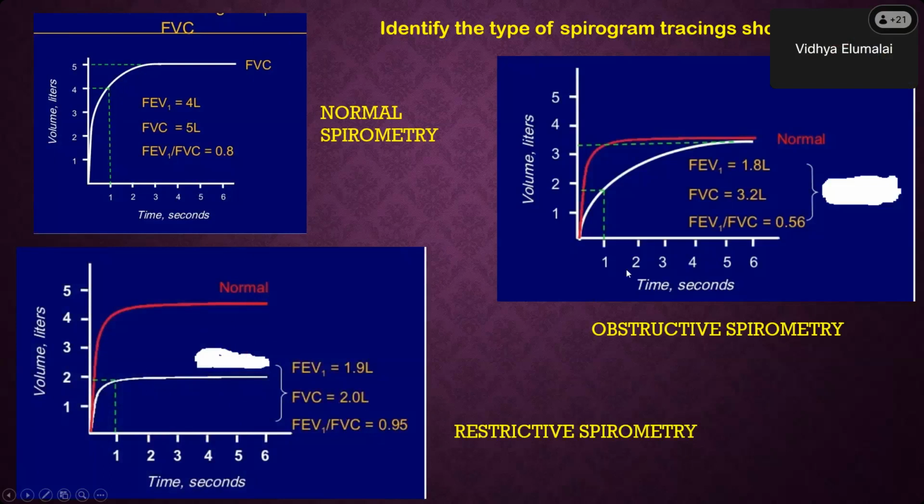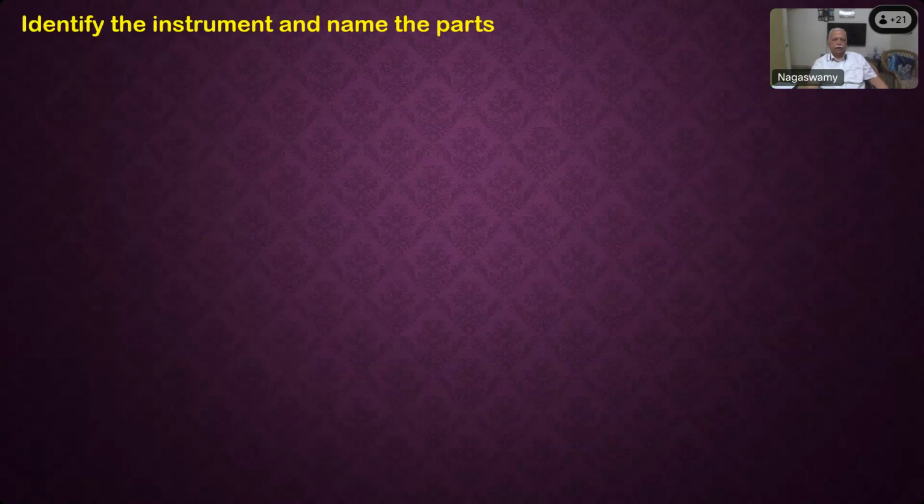The FVC, if you see here, normal is 5. Here it is almost 3.2. Here it is grossly low. 1.9 is the FEV1, but total FVC is only 2 liters. So this is a restrictive pattern, as I told earlier. So this sort of graphs also can be given in the exam.